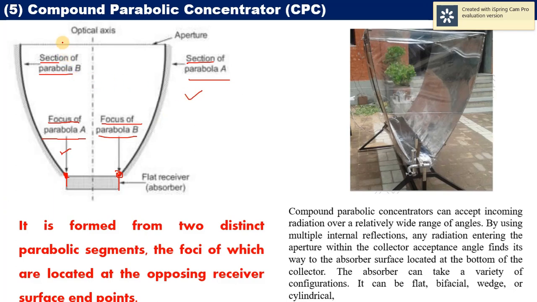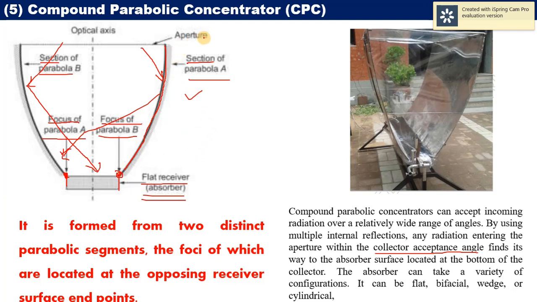Whatever radiations are incident on this parabolic surface get reflected, and the radiations are incident on the absorber plate. That is the working of the compound parabolic concentrator, and here it is given by the collector acceptance angle. A particular collector acceptance angle is suggested for the parabola so that maximum radiations are incident on the flat receiver, that is, the absorber. So this is our compound parabolic concentrator.